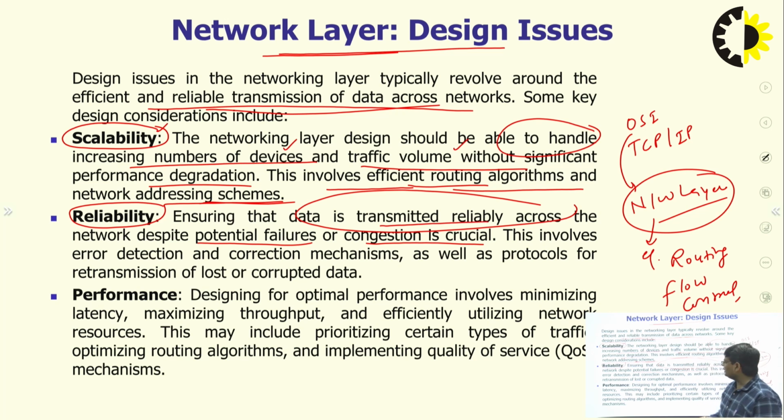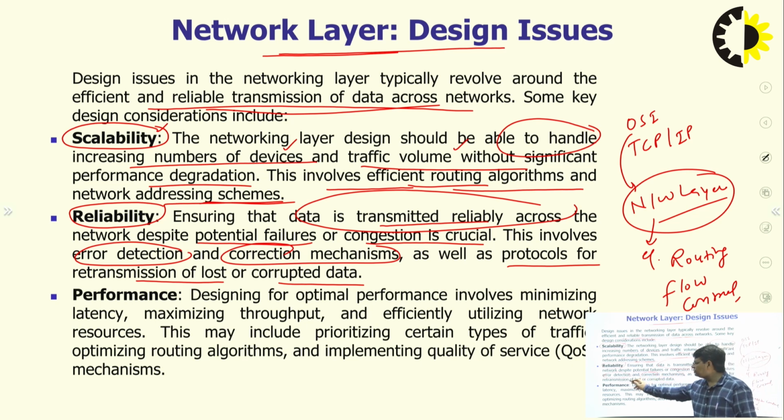So, to ensure the reliability, we have to use some kind of error detection and correction mechanisms, as well as protocols for retransmission of lost or corrupted data. That means to ensure the reliability, we have to use some error detection scheme, error correction scheme, some advanced protocols, as well as we have to use some retransmission of lost or corrupted data.